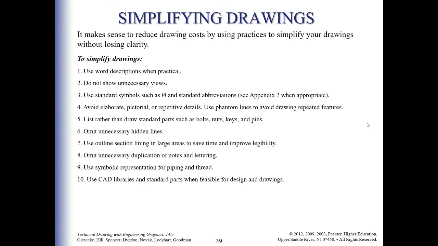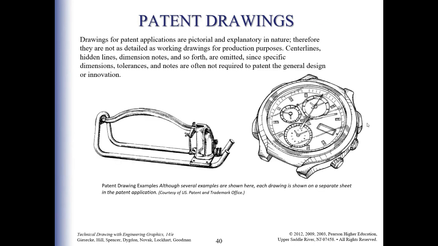This is the simplifying drawing example. It makes sense to reduce the drawing cost by using practices to simplify the drawing. For example, you can use words to describe the practice. Do not show any unnecessary views. Use standard symbols for diameter, for example. Avoid elaborate pictorial views. List rather than draw the bolts so as not to make the views more complex. Omit unnecessary hidden lines. Omit unnecessary duplicate lines or notes and lettering. Use only symbol representation, and use only CAD libraries that are given to you.